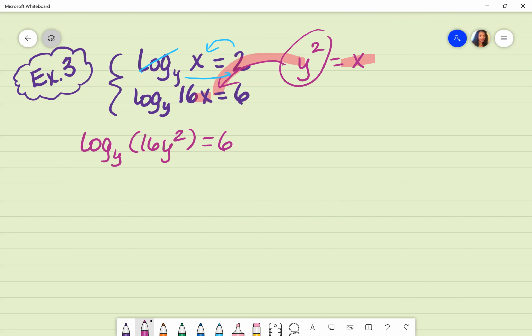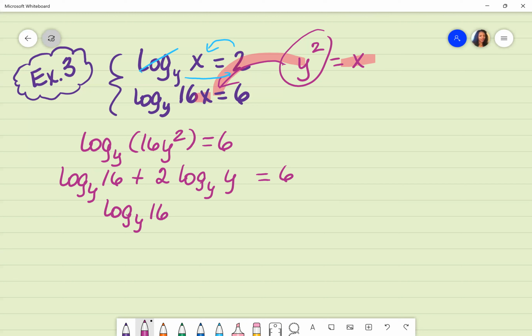Now it's currently in condensed form. I want to expand it. So I'm going to expand it out as log base y of 16 plus 2 times log base y of y. And that's set equal to 6. Well, I can write log base y of 16. And then I recognize I have a base, my log base and my exponential base are the same. So I can get rid of that. And I can bring that 2 down. But there's a plus there. So plus 2 is equal to 6.